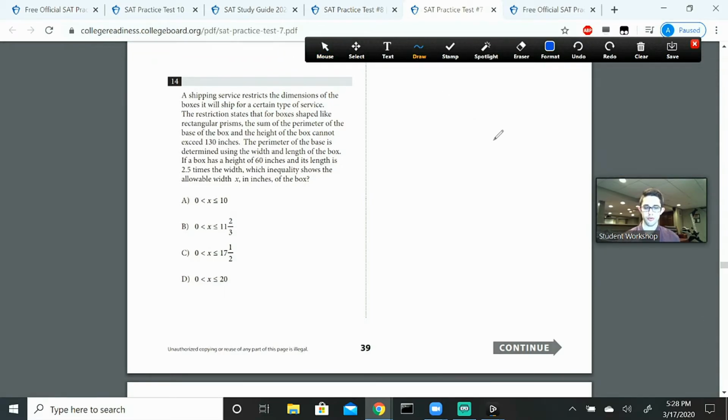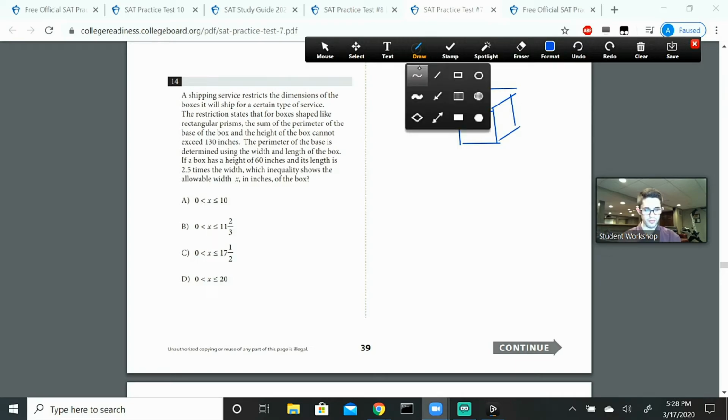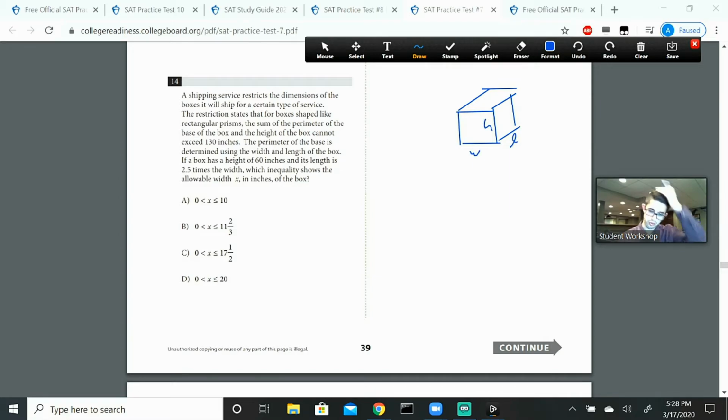All right, a shipping service restricts the dimensions of the boxes it will ship for a certain type of service. The restriction states that for boxes shaped like rectangular prisms, the sum of the perimeter of the base of the box and the height of the box cannot exceed 130 inches. All right, so I don't forget what I just read, I'm going to draw a little box and show, let's say, width, length, and height. The perimeter of the base, which is 2W plus 2L, plus the height can't be bigger than 130. So, in other words, less than or equal to.